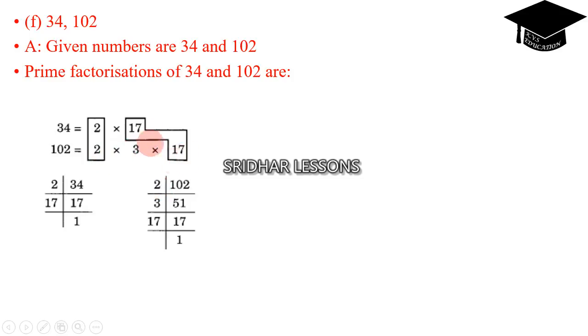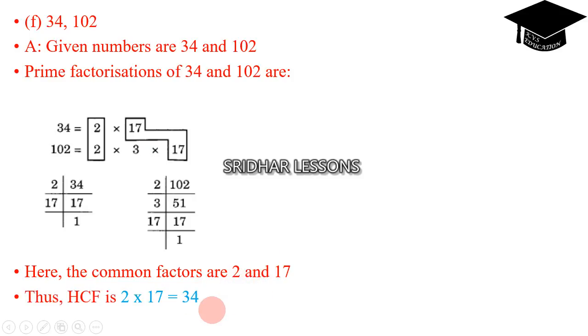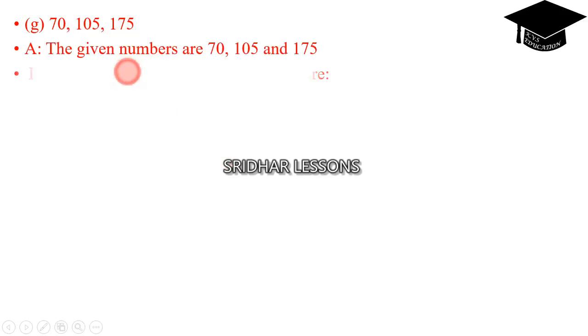So the common factor is 17 only. Okay, 17 as well as 2. I am sorry, 2 and 17. So the HCF is 2 into 17, that is 34. Okay. For the three numbers 70, 105 and 175, same method we have to follow.